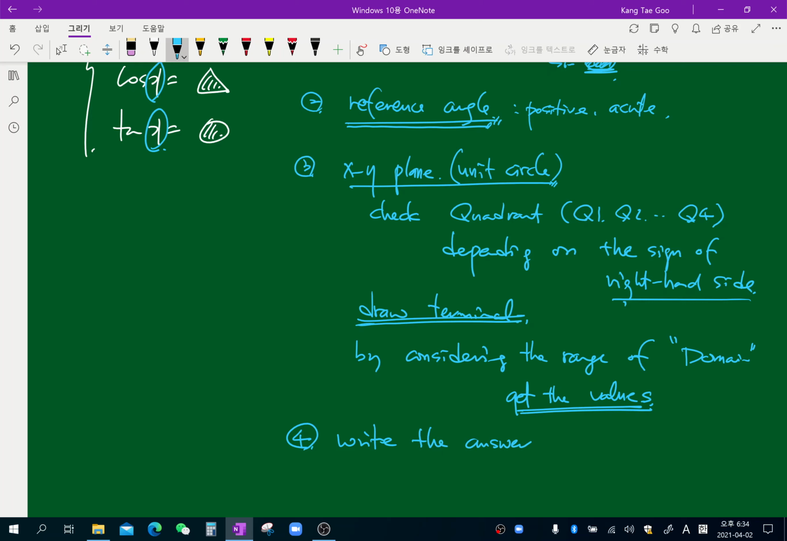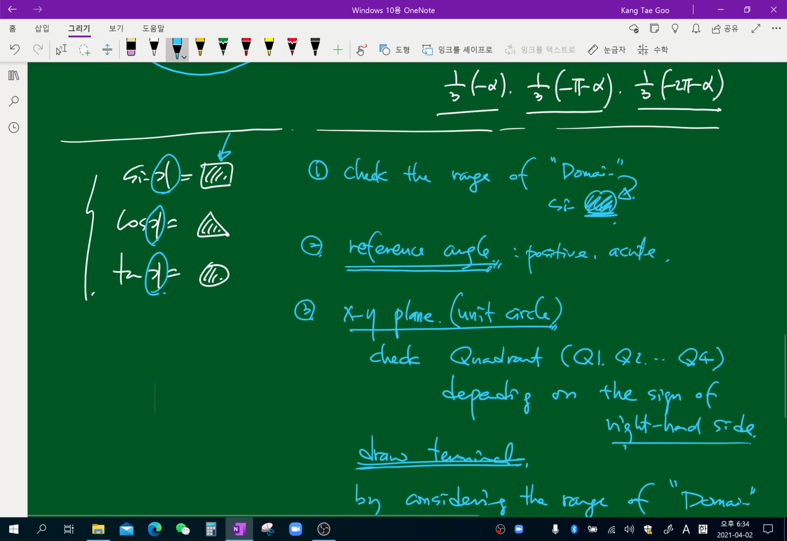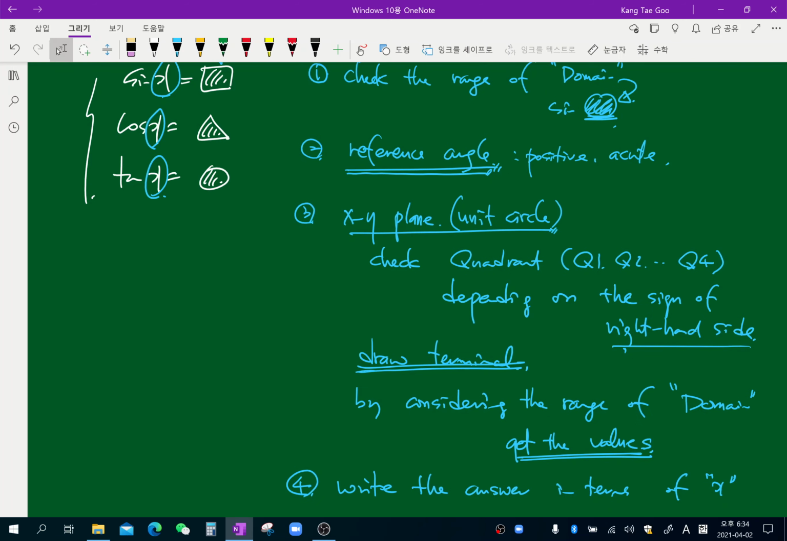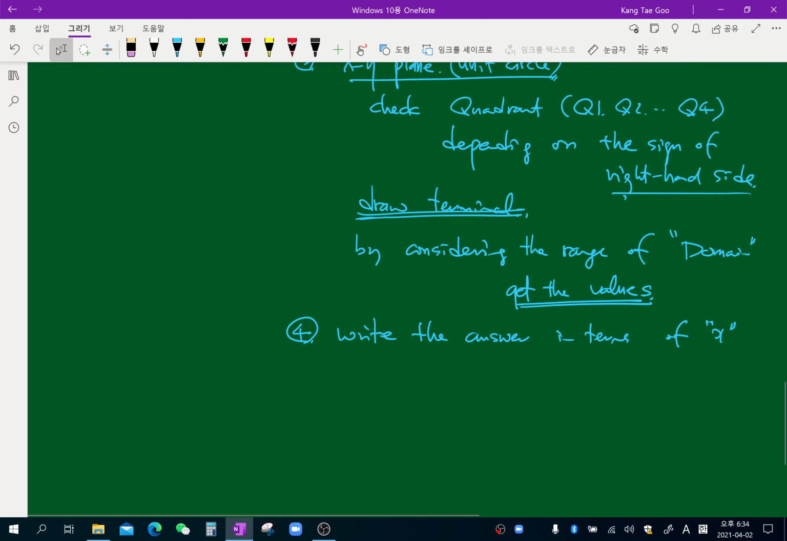Okay, write the answer in terms of just x. You can convert 2x into x. You can convert, for example, x plus pi over something into x, whatever. This is the sequence, right? You can differ from my previous examples. But the next example is something like this one.